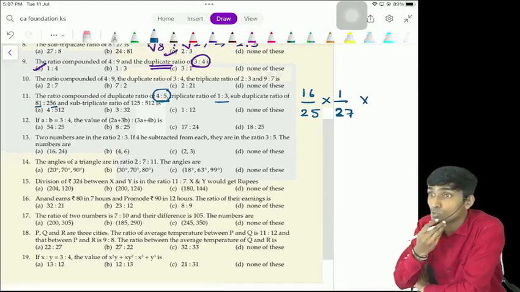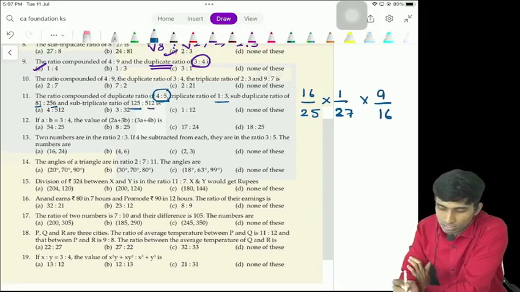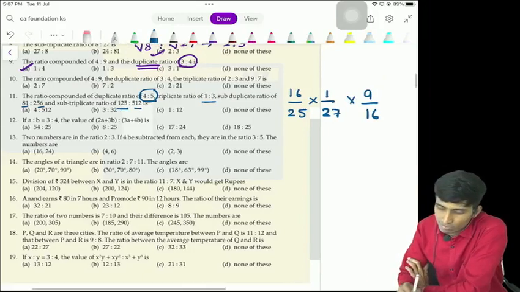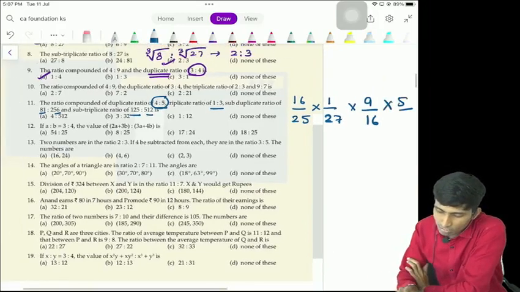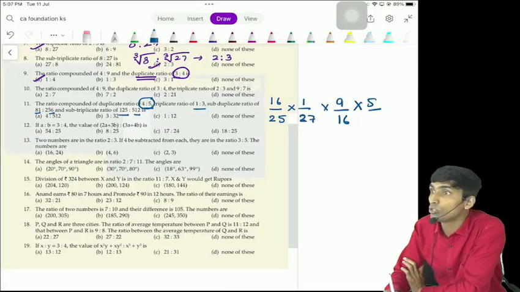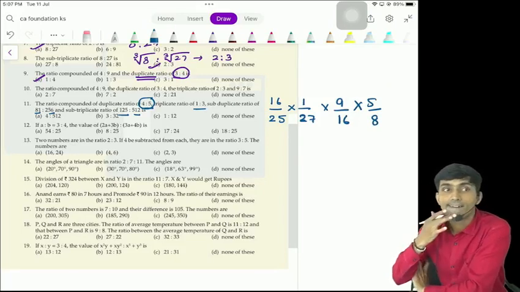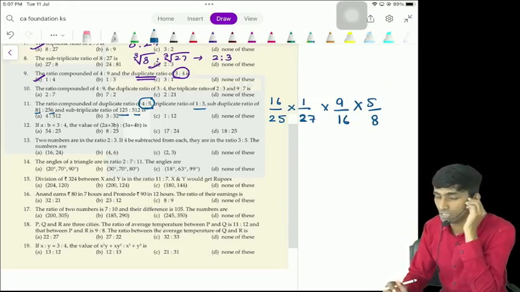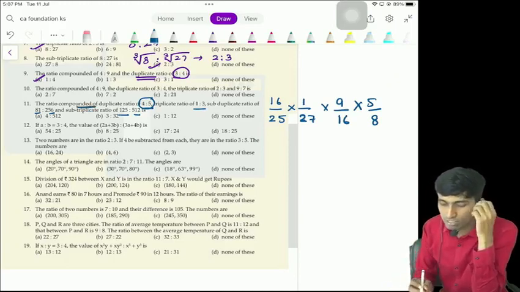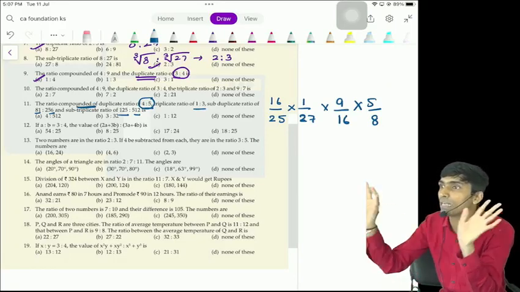Subduplicate means what? Square root. 81 square root is 9. 256 square root is 16. Subtriplicate means what? Cube root. 125 cube root is what? 5. 512 cube root is what? 8. And we have to compound all this. Is this easy? Are you understanding what they are saying? The ratio compound of, so do the duplicate, triplicate, subduplicate, subtriplicate and compound it means what? Multiply. Simple.